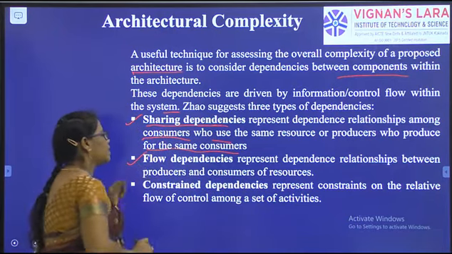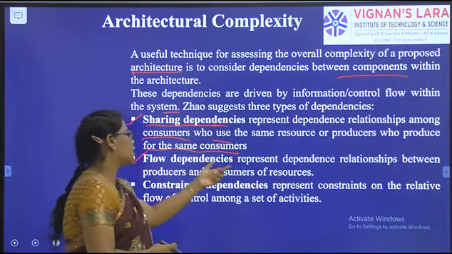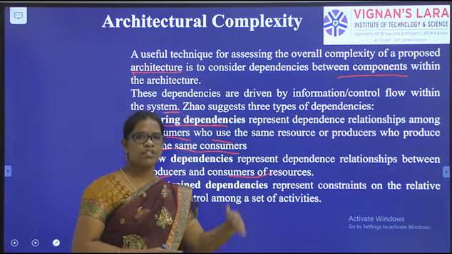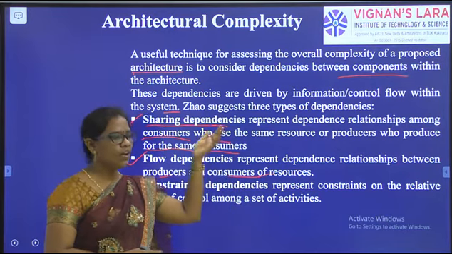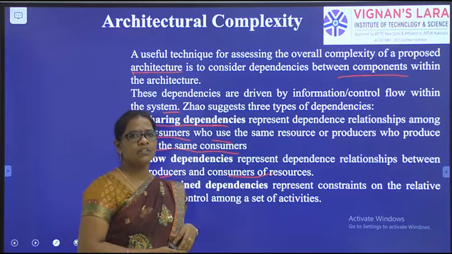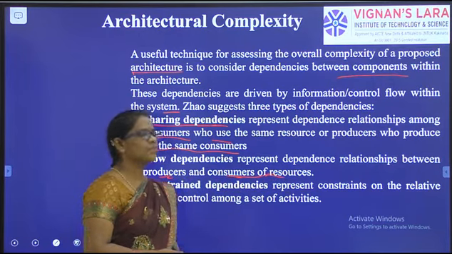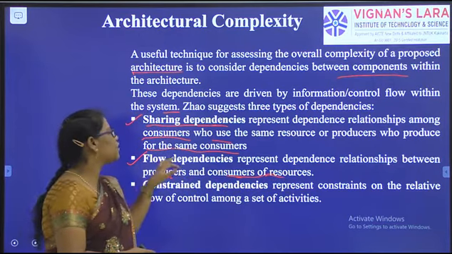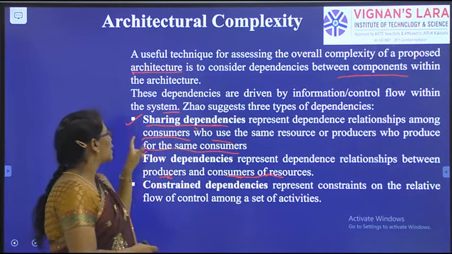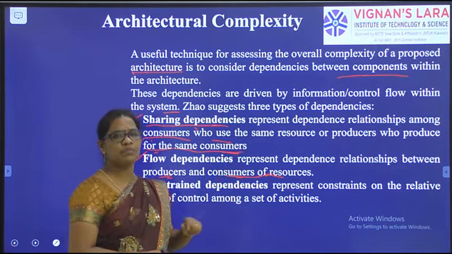And next, the second one is the flow dependencies. What are the flow dependencies? This is the relationship between producers and consumers of resources. Producers means those who are producing, that means the developer, and the consumer. So flow dependency gives the relationship between the consumers and producers, whereas the sharing dependencies give the consumers who use the same resource or producers who produce for the same consumers.